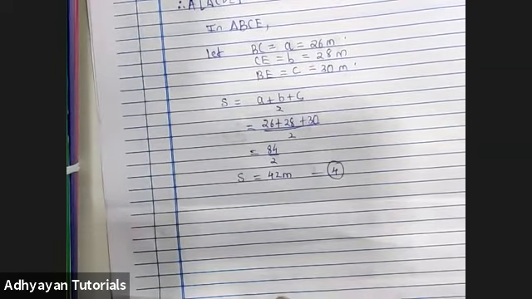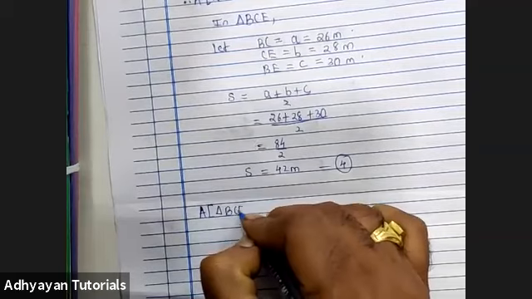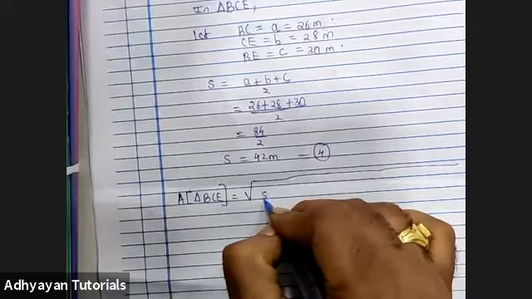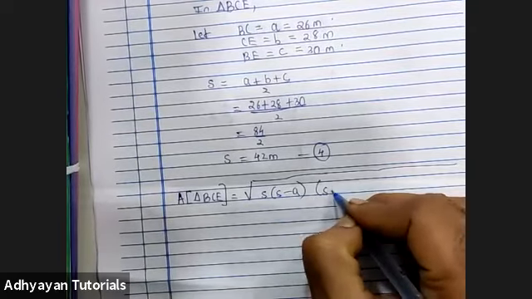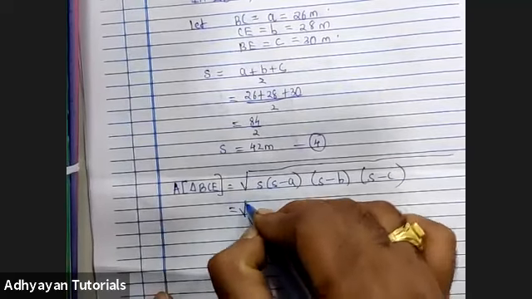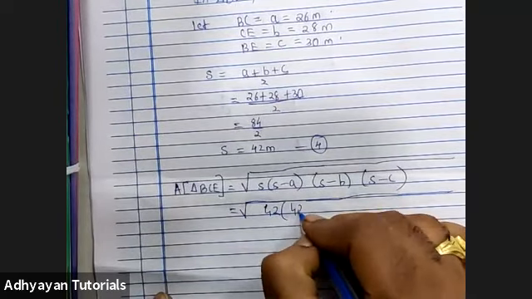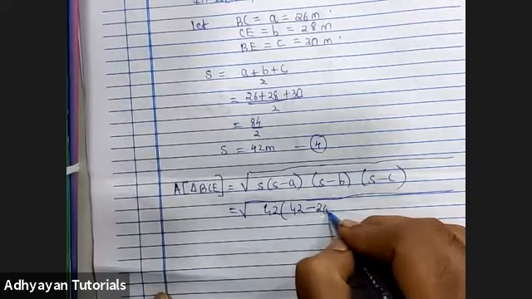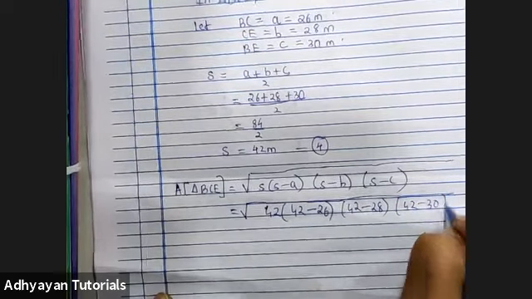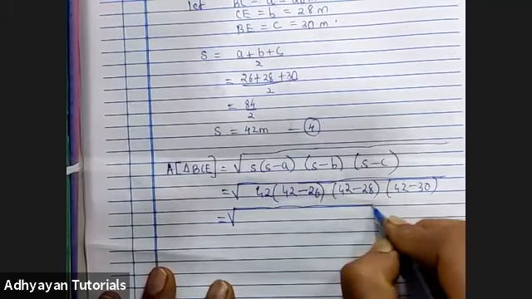Then, talking about the area of triangle BCE, it is nothing but the square root of S into S minus A into S minus B into S minus C. Let us substitute the values, right? S का वैल्यू है 42, 42 minus 26, 42 minus 28, 42 minus 30. Hope all the kids are with me and able to understand whatever I'm explaining, right?